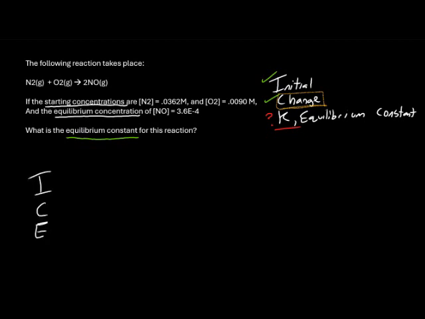We write down our species, N2 plus O2 yields 2NO, all gases. My initial concentration of N2 is 0.0362 molarity. Concentration of O2 is 0.0090 molarity. And notice that we do not have a starting concentration for NO. We have the equilibrium concentration of NO. Therefore, we must be very careful here. We're going to put this equilibrium concentration of NO not on the initial line, but on the equilibrium line.